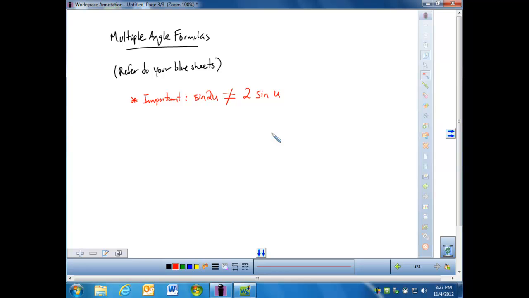Important, please remember that putting that 2 out in front does not mean the same thing as putting the 2 in there with the u. If you think back to our work with shifting the functions, the 2 out in front is going to affect the amplitude. The 2 in there with the u is going to affect the period. Definitely not the same thing. Alright, so please don't make that kind of careless mistake.